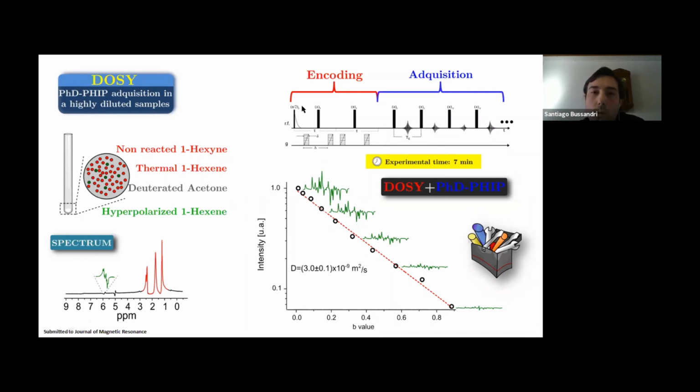So we apply this sequence where we do the encoding with the double pulsed-gradient spin echo, and we acquire with the PhD FIP. That gives us this J spectrum that we integrate, so we obtain each point of these intensities, and we obtain a monoexponential decay where we can calculate the diffusion coefficient of only the molecules that reacted. We believe that this could be a tool to monitor the motion in different FIP experiments.